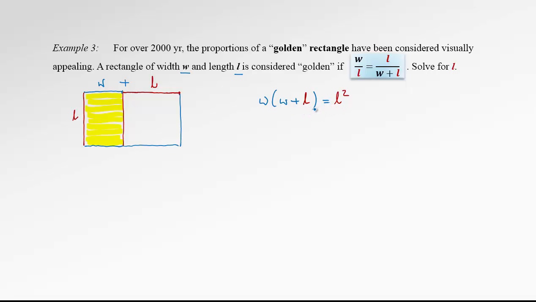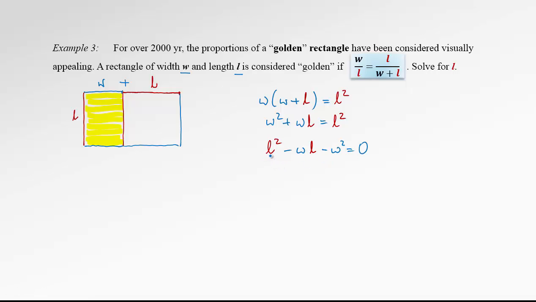Let's multiply through the bracket and arrange the equation in decreasing exponents of L. So here we have W squared plus WL equals L squared. And then we want to move everything to one side. Let's move it to the right. So it will be L squared minus WL minus W squared equals 0.